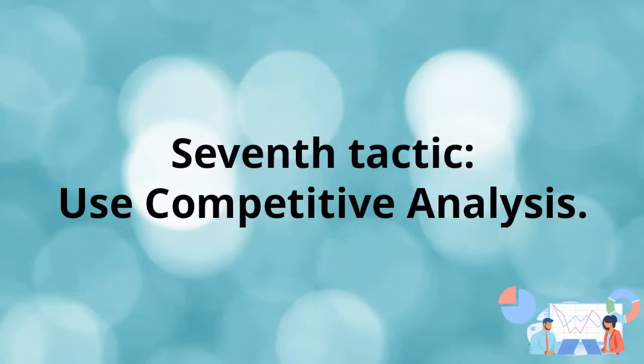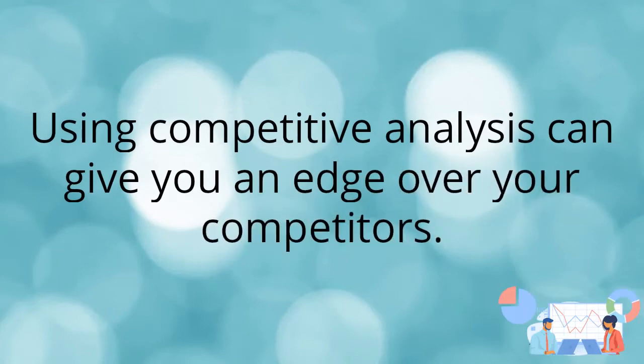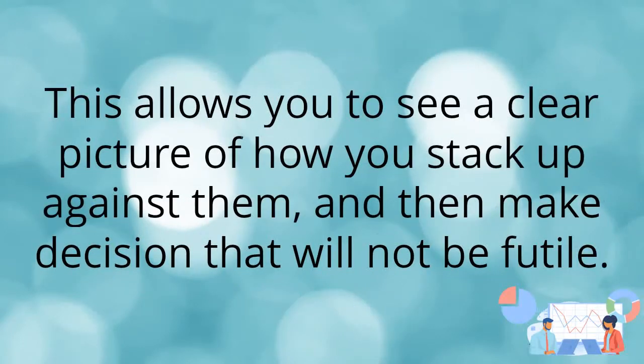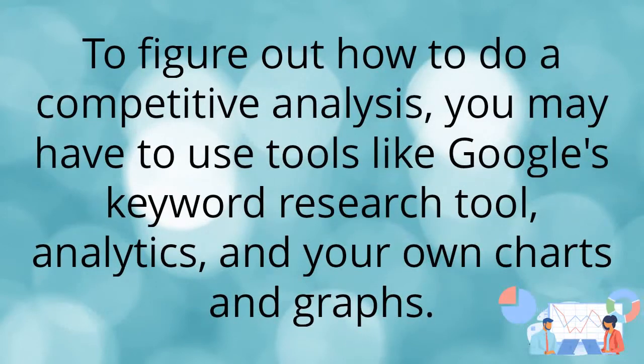The 7th tactic is to use competitive analysis. Using competitive analysis can give you an edge over your competitors. There may be things that the other company is missing, but you will not be able to figure them out until you do a competitive analysis on each of the products that they are offering. This allows you to see a clear picture of how you stack up against them and then make a decision that will not be futile. To figure out how to do a competitive analysis, you may have to use tools like Google's keyword research tool, analytics, and your own charts and graphs.